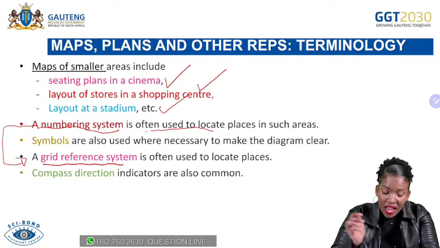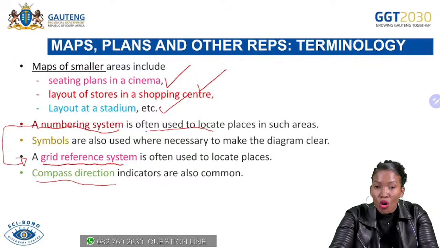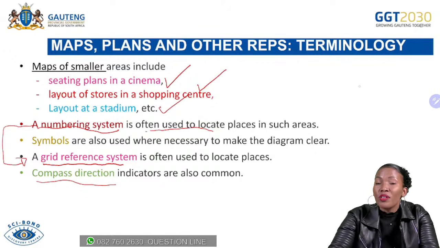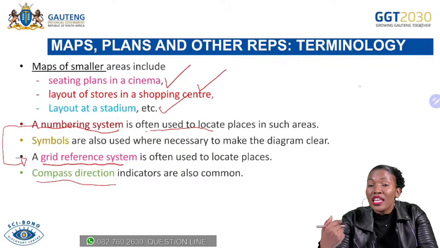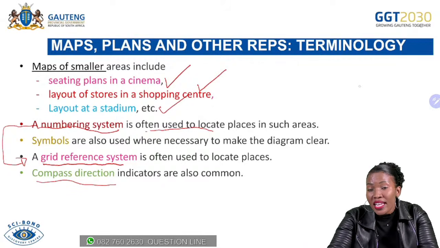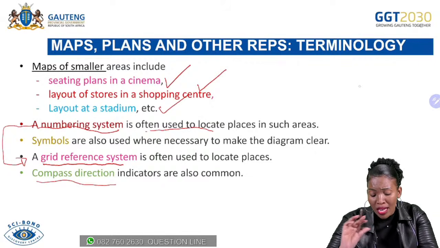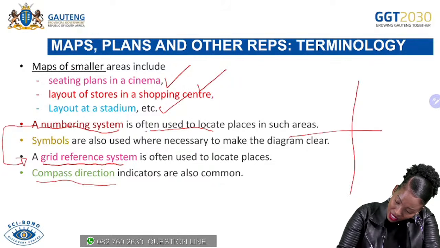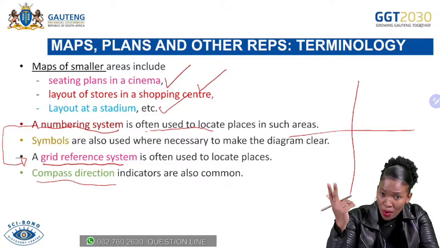And finally, compass direction indicators are also common. So if you are given a plan, there are high chances that you'll be given a compass, and if a compass is given, you will definitely be asked to give the compass direction of one place in relation to the other place. So we dwelt so much on the compass direction.